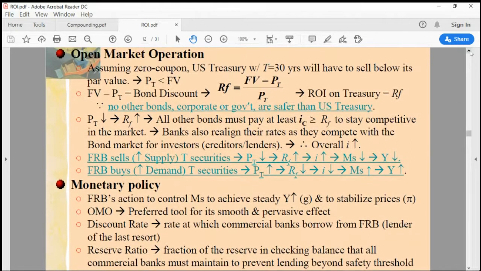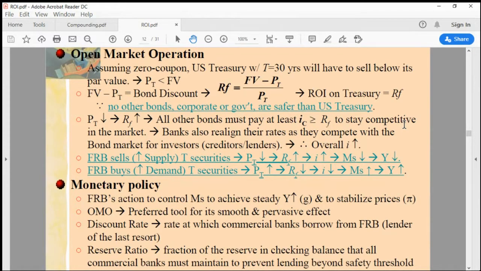And I explained in our last video the definition of open market. It's a bond market open to anybody, individual or institutional, domestic or foreign. So basically, the Federal Reserve is entering the bond market and selling or buying back the Treasury securities. That's in essence what the open market operation is.